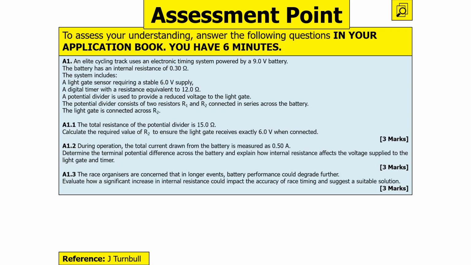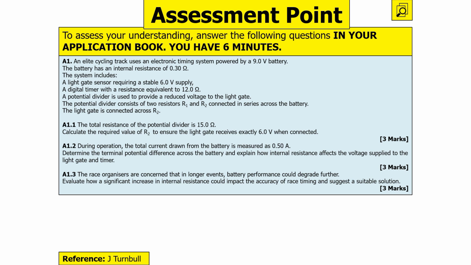The next question says, an elite cycling track uses an electronic timing system powered by a 9-volt battery. The battery has an internal resistance of 0.30 ohms. The system includes a light gate sensor requiring a stable 6-volt supply, and a digital timer with a resistance equivalent to 12 ohms. A potential divider is used to provide a reduced voltage to the light gate. A potential divider consists of two resistors R1 and R2 connected in series across the battery. The light gate is connected across R2.